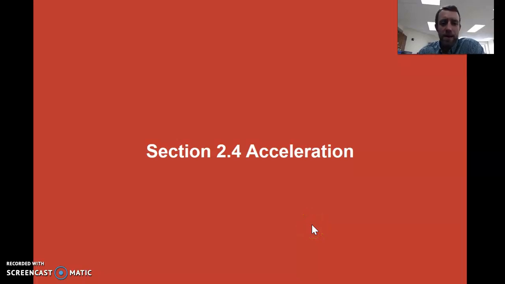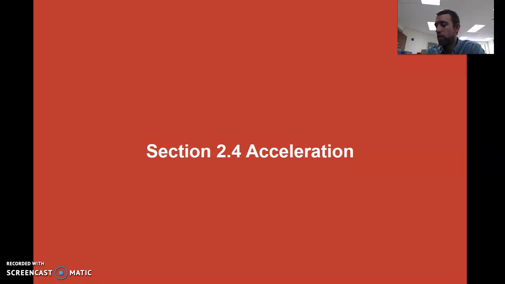Hello, everybody. Section 2.4, acceleration, accelerated motion. Talking about changing velocities here. Not constant motion, but changing motion. So generally we say that acceleration happens when anything is speeding up, slowing down, or changing direction.